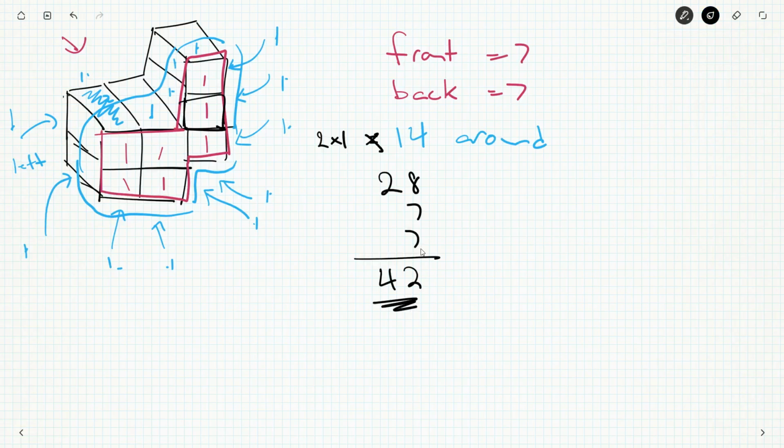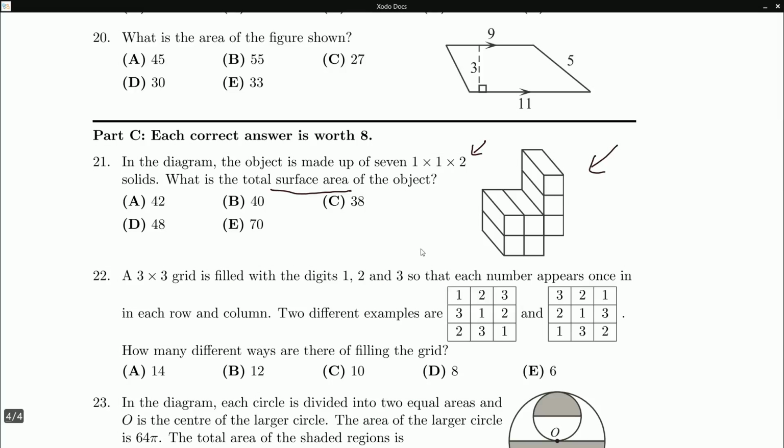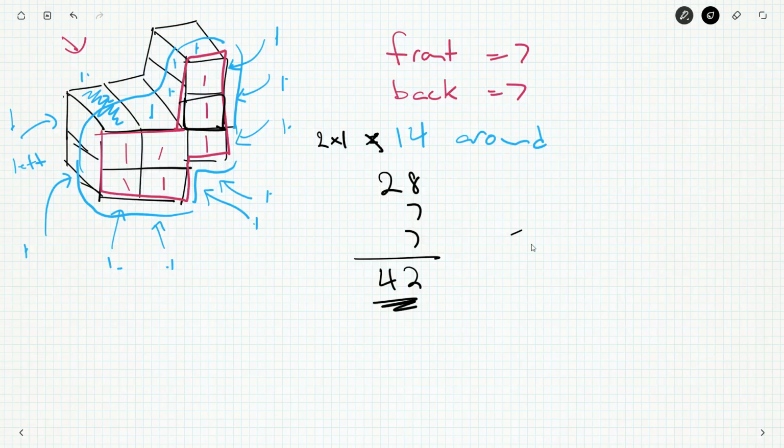That's what I get. And let's see, is 42 even a possibility? It absolutely is, so that's what we're going to go with. And our answer to 21 is just A. Alright, not so bad. In the next video, we'll be taking a look at question 22. Feel free to join me then.